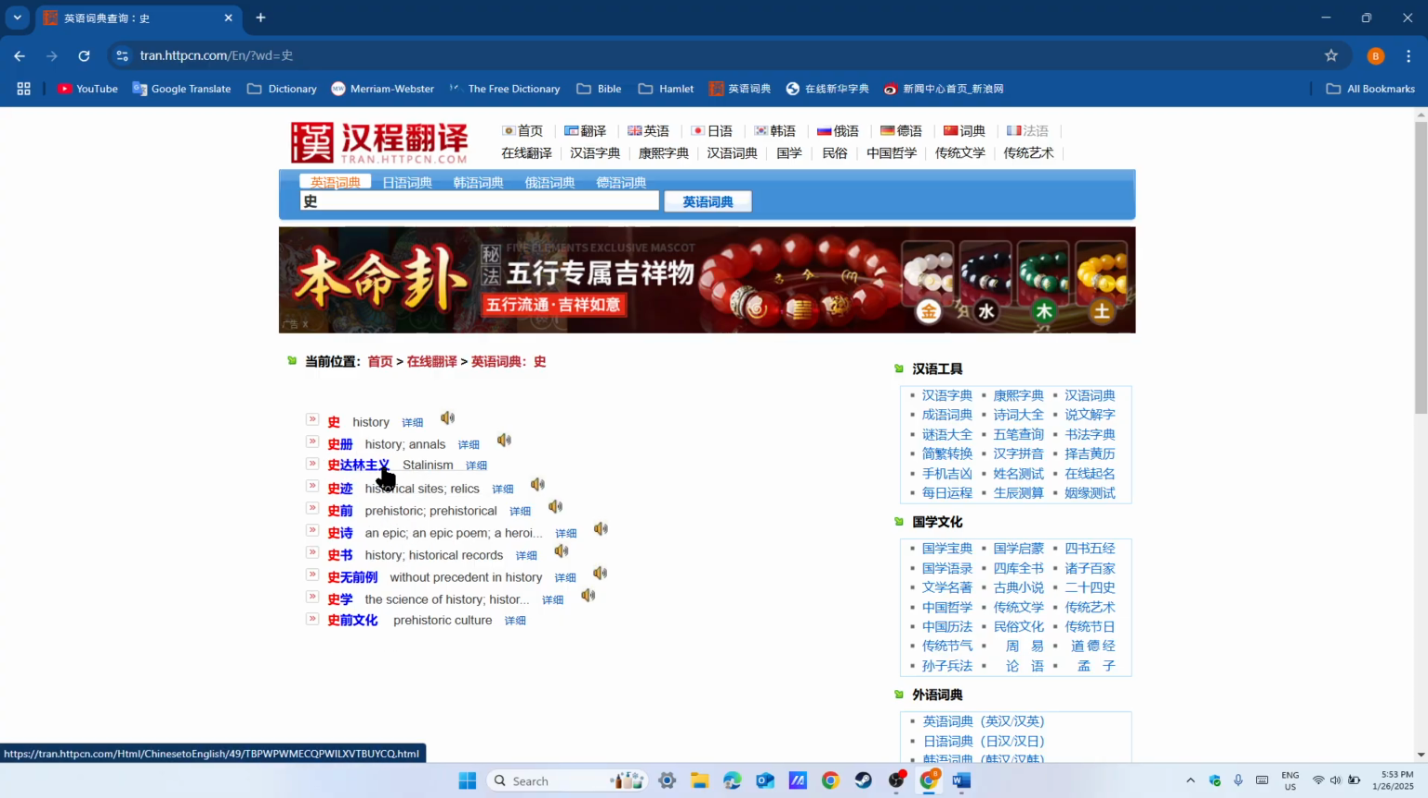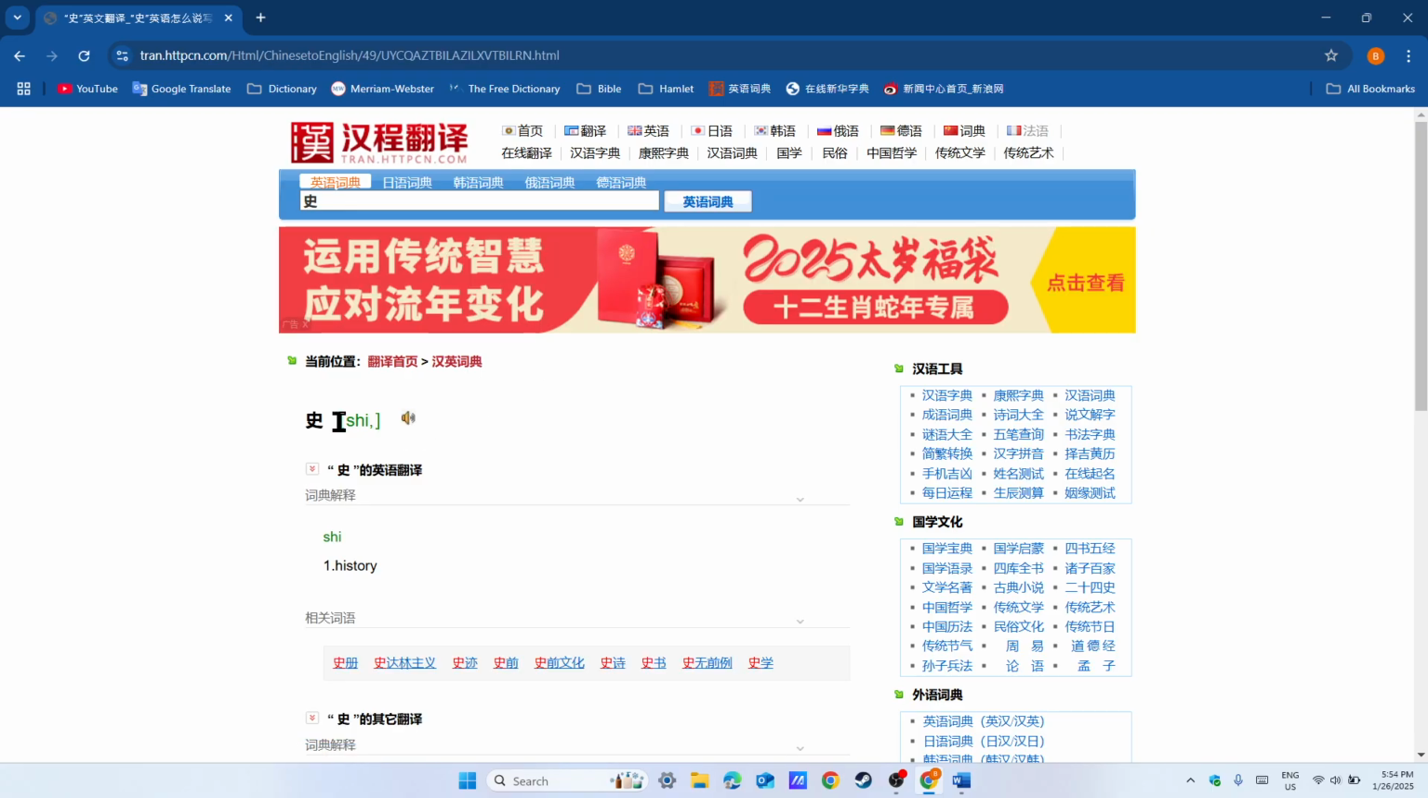史册, 斯大林主义, 史节, 史前, 史诗, 史书. You notice all these phrases have totally different meanings. So if you single out this 史, it's not very much help to explain the phrase. Let's see what this word 史 is by itself. It's history. I think basically it's correct. 史 means history. But when it combines with other words, it has a whole bunch of meanings. If you single out this word, it means history.